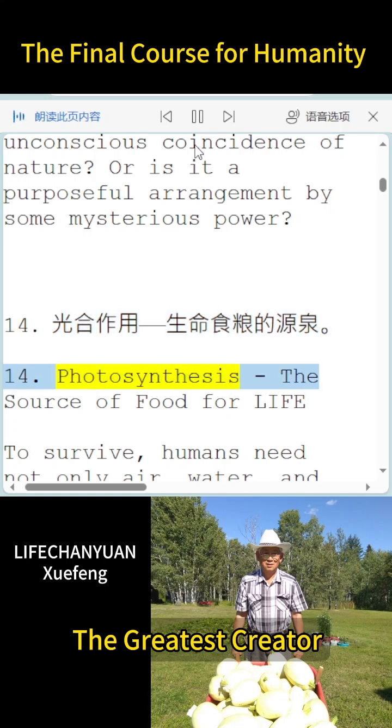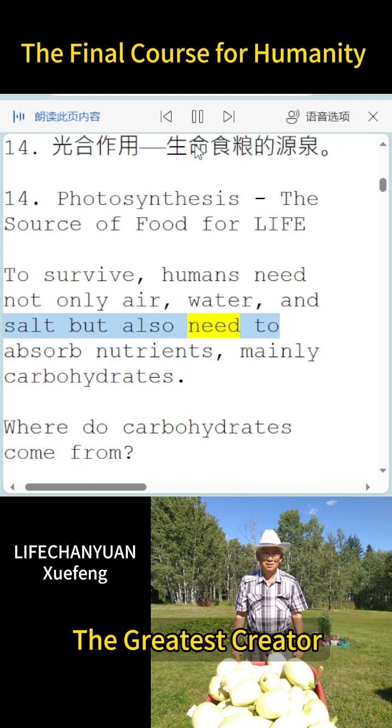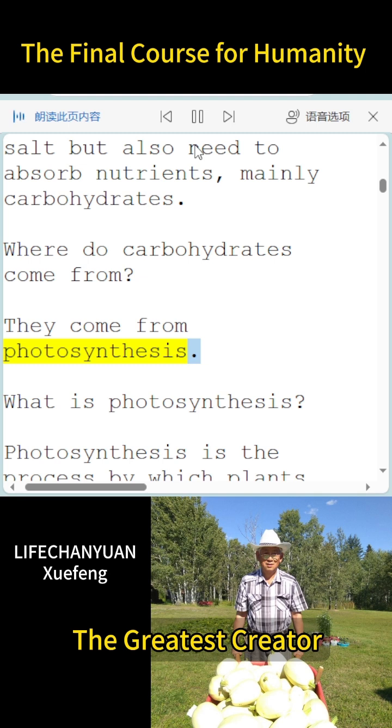14. Photosynthesis, the source of food for life. To survive, humans need not only air, water, and salt but also need to absorb nutrients, mainly carbohydrates. Where do carbohydrates come from? They come from photosynthesis. What is photosynthesis?